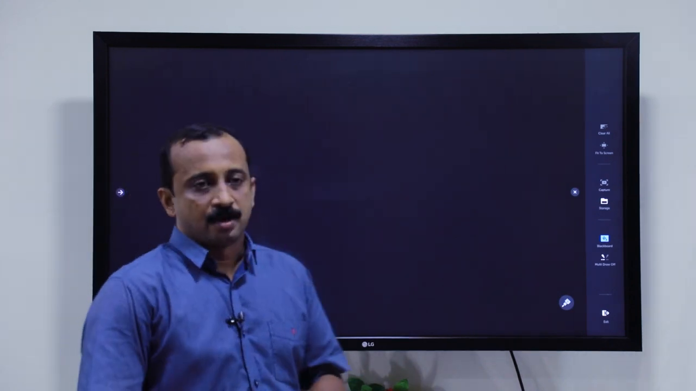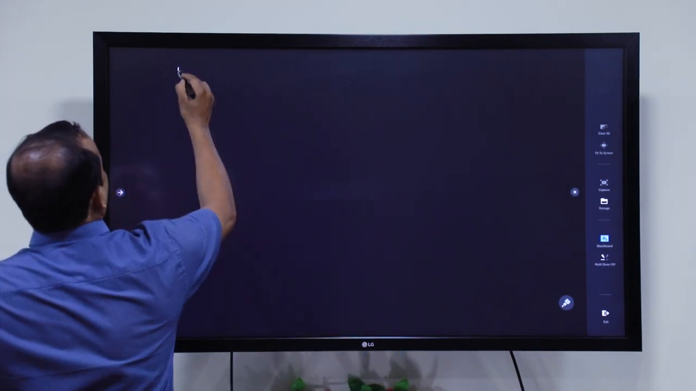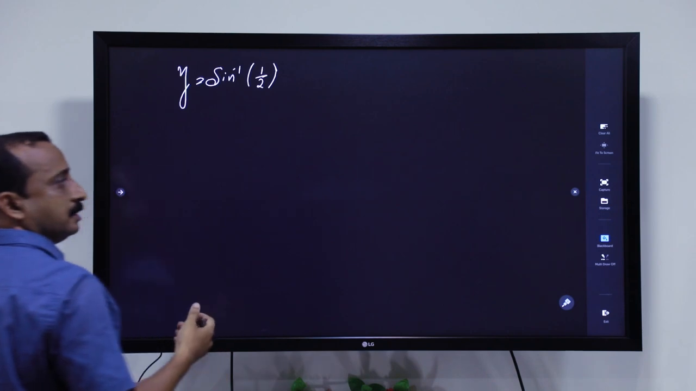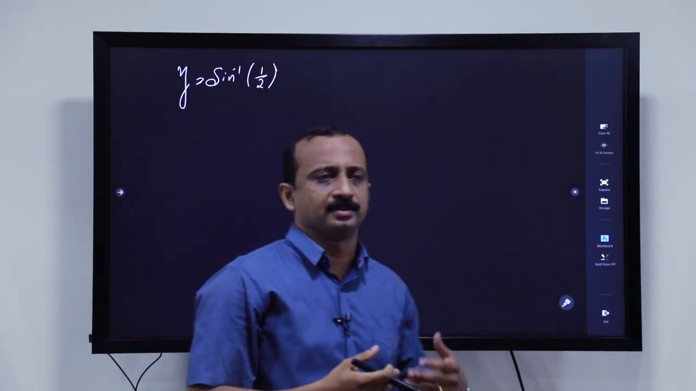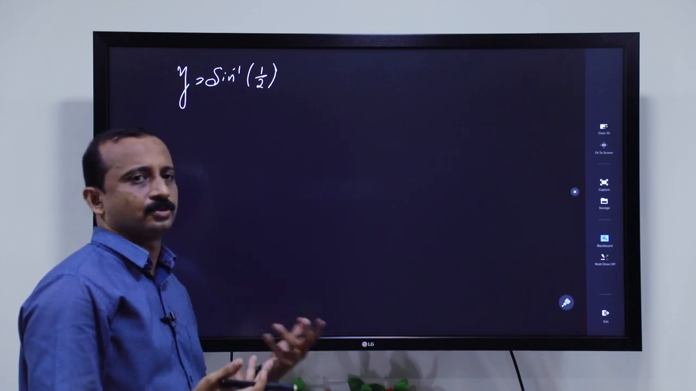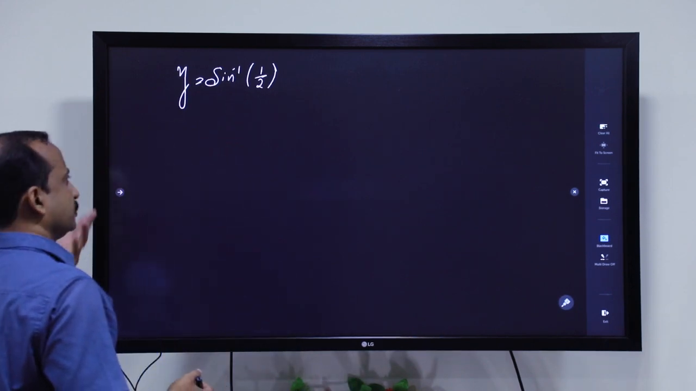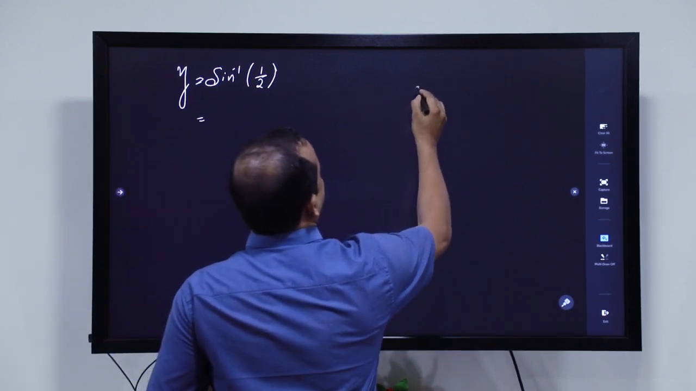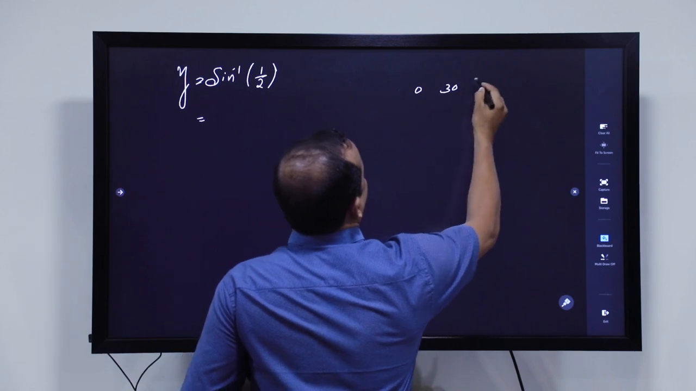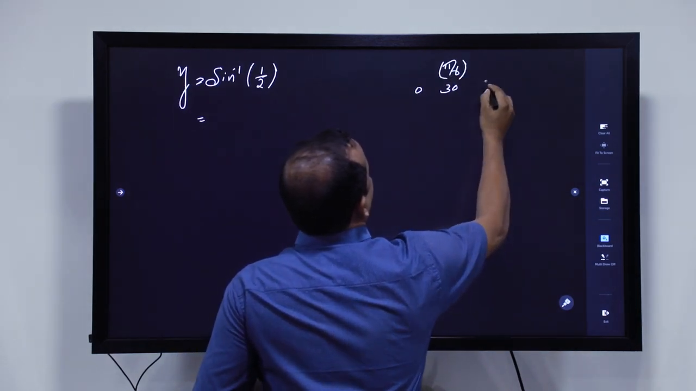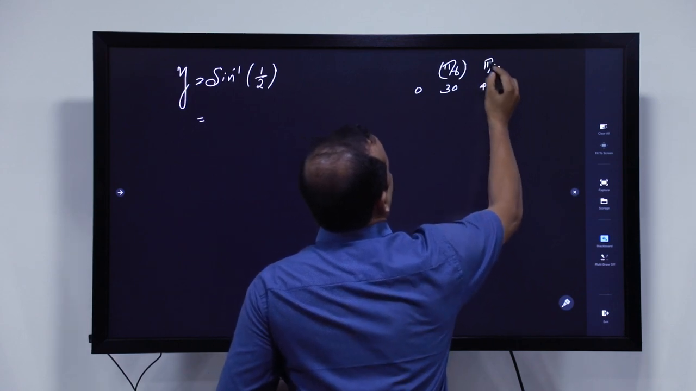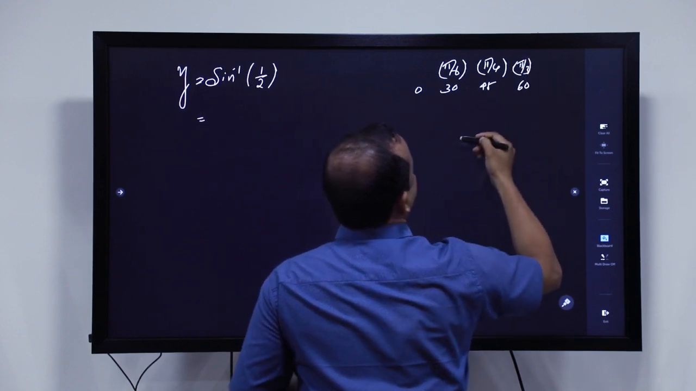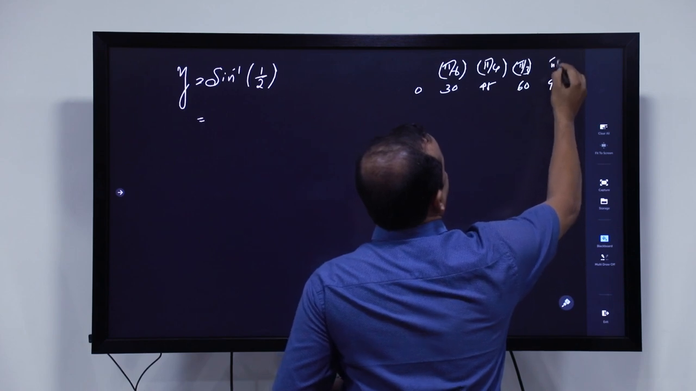Our first question: find the principal value of y equal to sine inverse 1/2. Different steps can be used for finding the values, but it is not necessary because this is only a one mark or two mark question. This one is clearly a one mark question. You already know sine inverse 1/2. You know 0, 30, which means pi by 6, 45, that is pi by 4, 60, pi by 3, and 90, pi by 2.